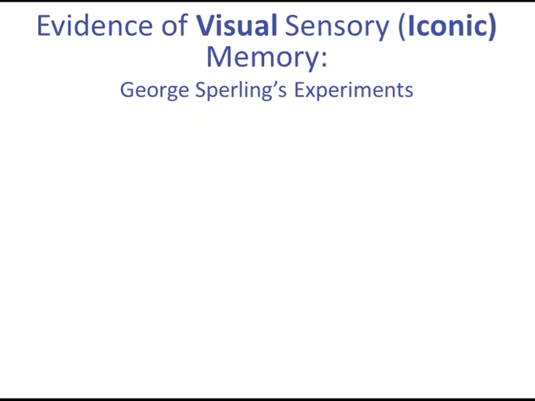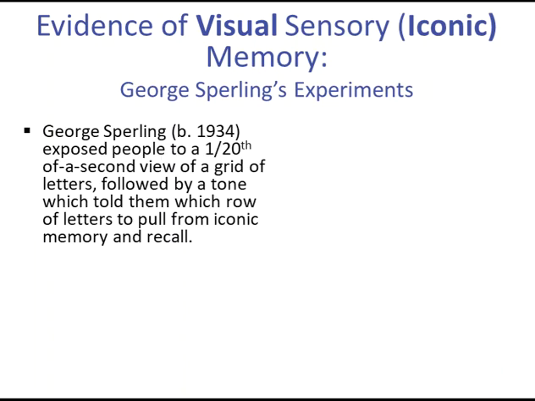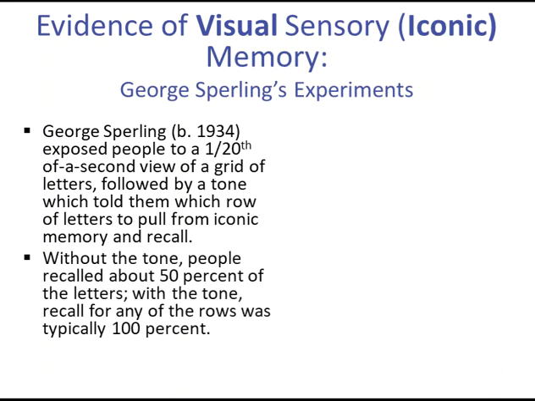And here's some evidence of visual sensory or iconic memory using George Sperling's experiment, or a version of it. George Sperling, 1934, exposed people to about a 1/20th of a second view of a grid of letters, followed by a tone, which told them which row of letters to pull from iconic memory and recall. Without the tone, people recalled about 50% of the letters. With the tone, recall for any of the rows was typically 100%.